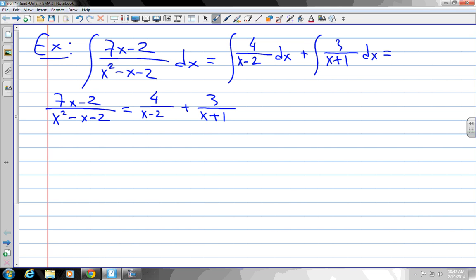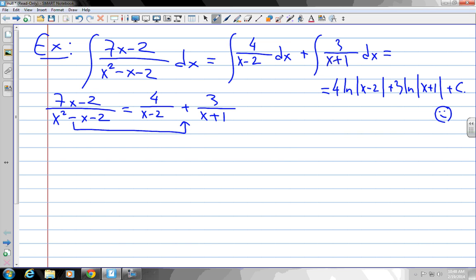because then what's the integral of the first? Yes, it's 4 ln of x minus 2 plus 3 ln of x plus 1 plus a constant, right? That makes us a little happy. The whole hang-up here is how to go from this rational expression to the sum of the simpler ones. That's what we're going to focus on in this section, which is probably 8.5-ish or so, called partial fractions decomposition. So we're going to go backwards.